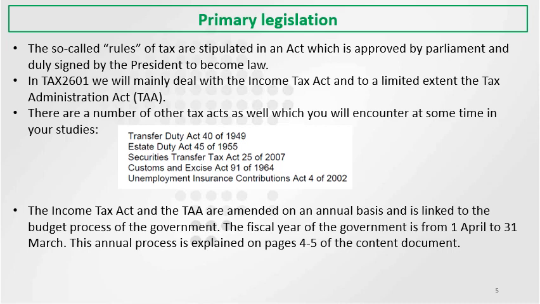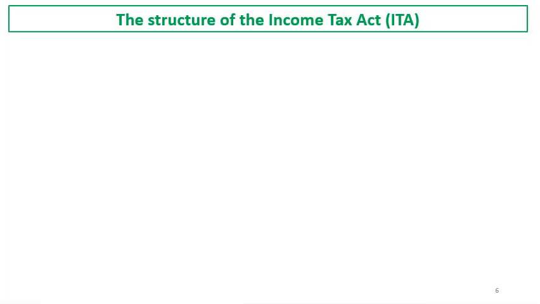The Income Tax Act and the Tax Administration Act are amended on an annual basis, and this is linked to the budget process of the government. Just to mention here, the fiscal year of the government is from 1 April to 31 March, and this annual budgeting process is explained on pages 4 to 5 of the content document. Please take note of it. Now, the tax acts are referred to as primary legislation.